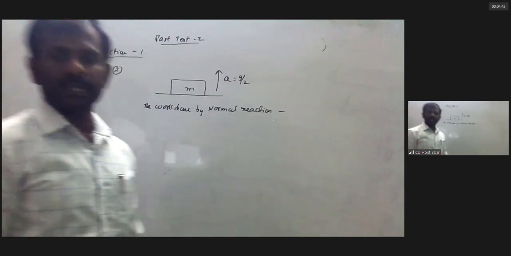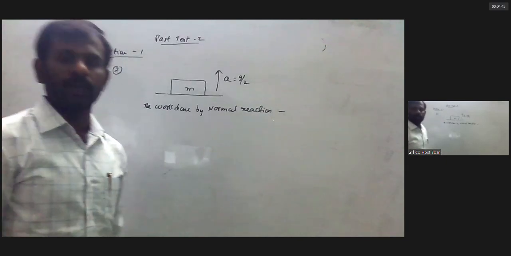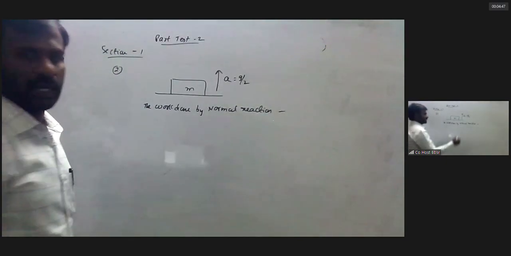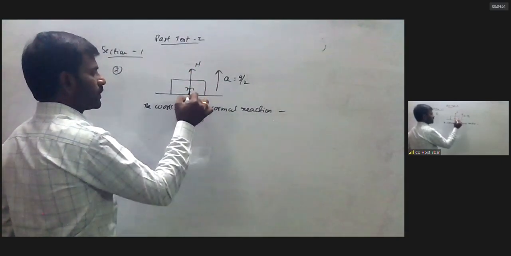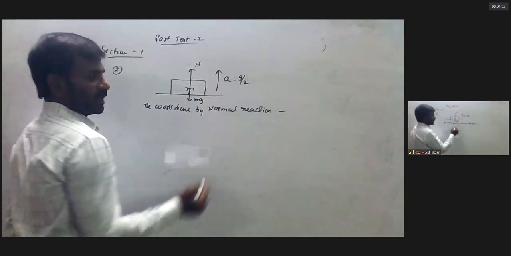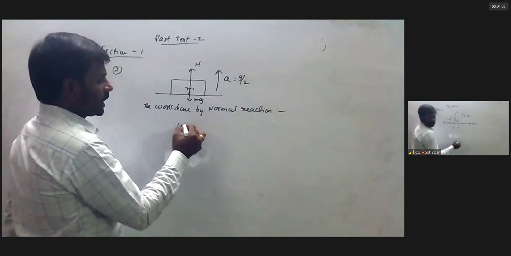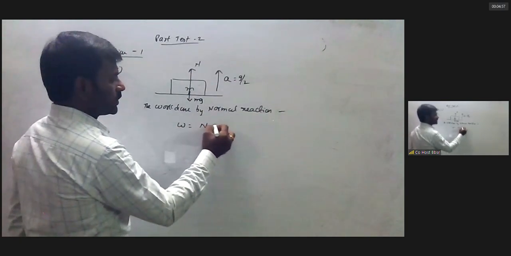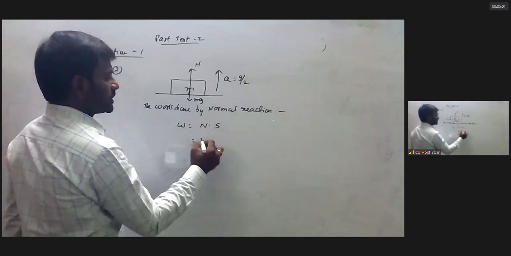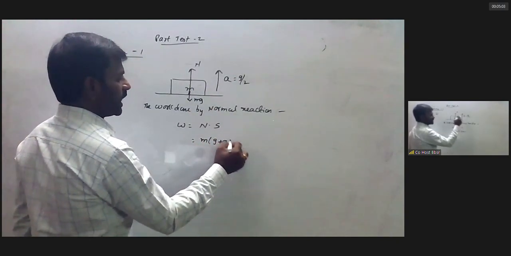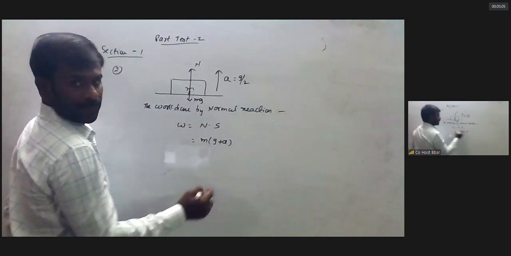See here, I think you did this question maybe. The work done by normal reaction. See here, this is the N value. This is the downward mg. Work done by normal reaction means N into displacement covered S. N means m into (g plus a), normal reaction, because it moves up into S.